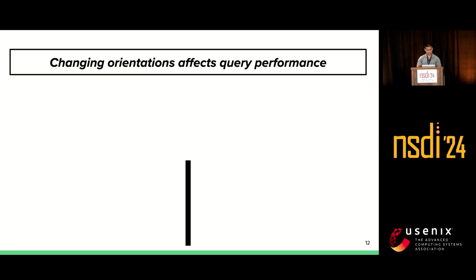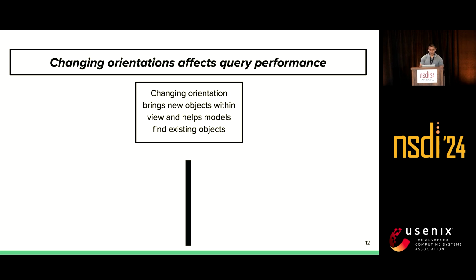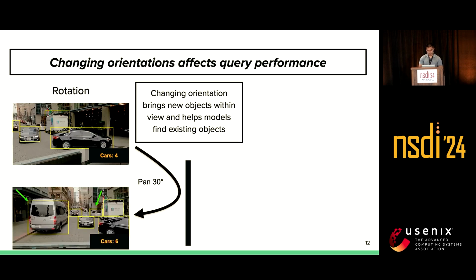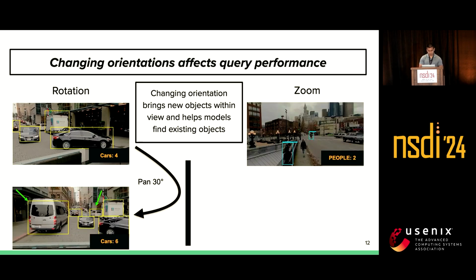And we observe that generally changing orientations has a very big impact on query performance. We see that this is because changing orientations brings new objects into the field of view, and it also helps models find existing objects that they couldn't identify before. So let's consider this example. Here, when we pan the camera by 30 degrees, we can capture 2 additional cars.